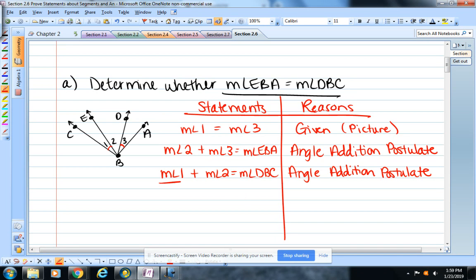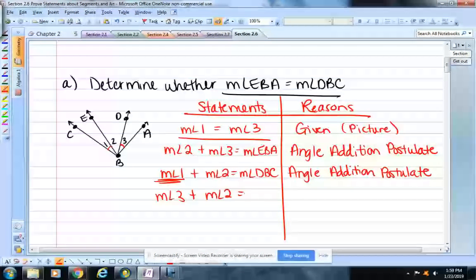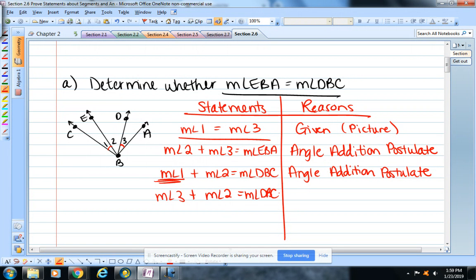Right here where I have an angle 1, can I put angle 3 in for it? Yes, I can, because they're equal. 1 and 3 are equal. So now, where this is angle 1, I can change it to say the measure of angle 3 plus the measure of angle 2 equals the measure of angle DBC. All I did was take this line and replace 1 and 3 because they're congruent. So I used the substitution property.